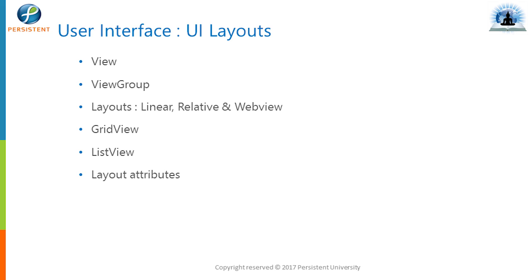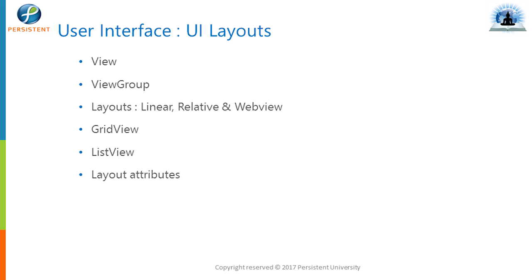At the third level, we have different layouts. Android has a number of layouts that we can use. The most common layouts are linear layout, relative layout and web view. Linear layout aligns objects horizontally or vertically in sequence depending on its orientation. A linear layout with horizontal orientation will align objects horizontally, whereas a linear layout with vertical orientation will align objects vertically. Relative layout aligns view objects relative to other views in the layout.